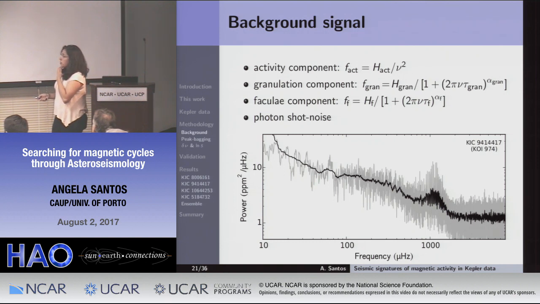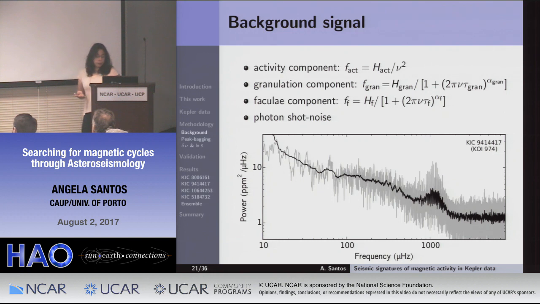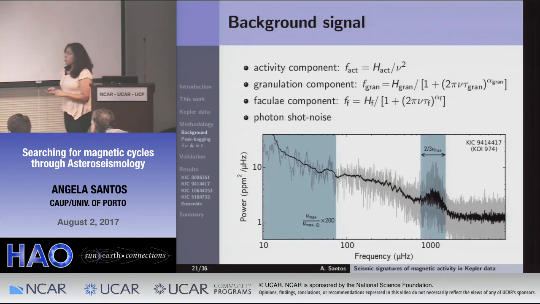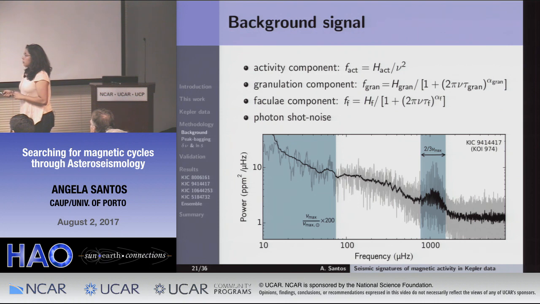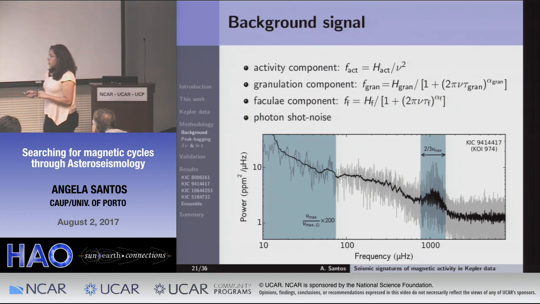This is the power spectrum of one of the stars in our sample, with different smooths in black and gray. In this process, while determining the background signal, we neglect the low frequency range, which is dominated by the activity component. And we also remove the p-mode envelope from this fitting. Just to say that nu max corresponds to the frequency of maximum power in the oscillations, so more or less the center of the p modes.